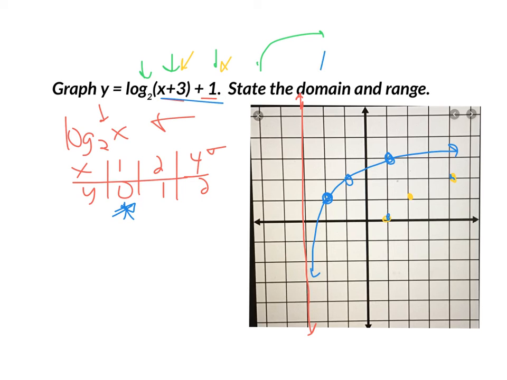Okay, last thing it says is domain and range. The domain, notice it does not touch the asymptote. The domain would go from -3 to forever, left to right. The range, it is going up and down forever. As you can tell, it's going up, down forever, up forever. So it's all reals, or negative infinity to positive infinity for your range.